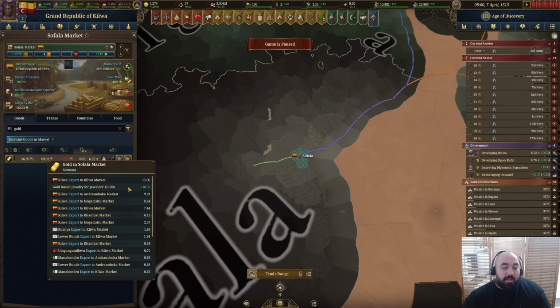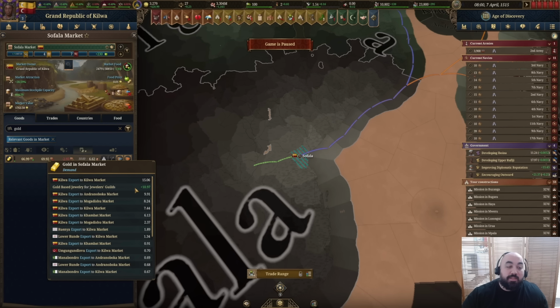Most of the demand that is happening locally within the Safala market, that is not from trade, is from this gold-based jewelry. What would happen if we were to increase the amount of gold-based jewelry we are producing in the market? Well, the first thing that would happen is we would be making a lot less from trade here. A lot less from trade from two factors.